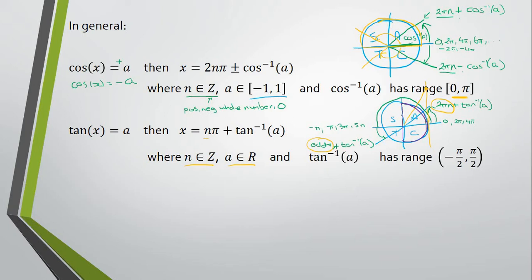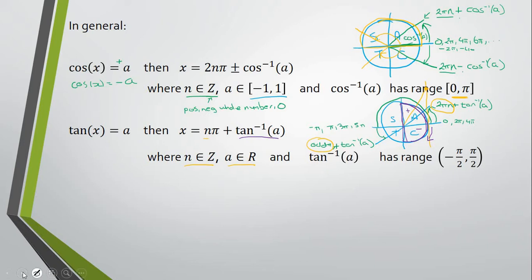So when I'm trying to figure out the value of inverse tan of A to substitute into this part of the formula, if A is positive, I find the solution in the first quadrant. If A is negative, I find the solution in the fourth quadrant, but I find it by moving in the clockwise direction.